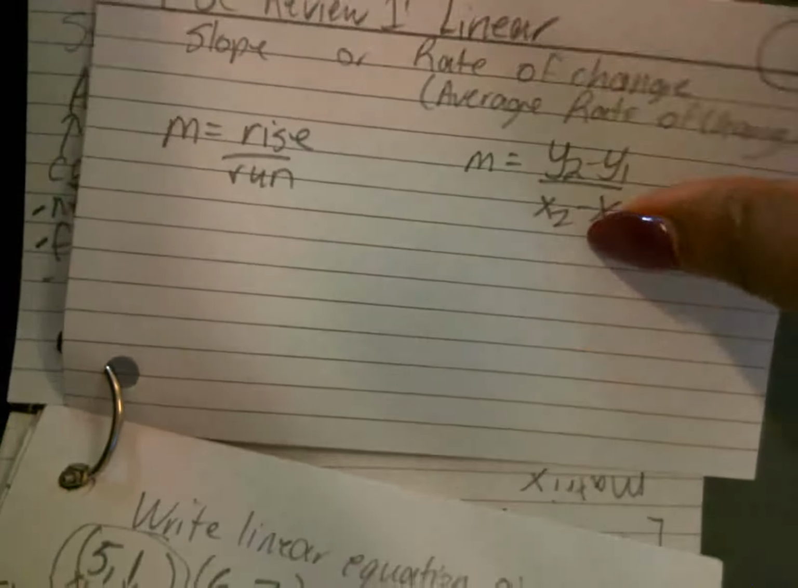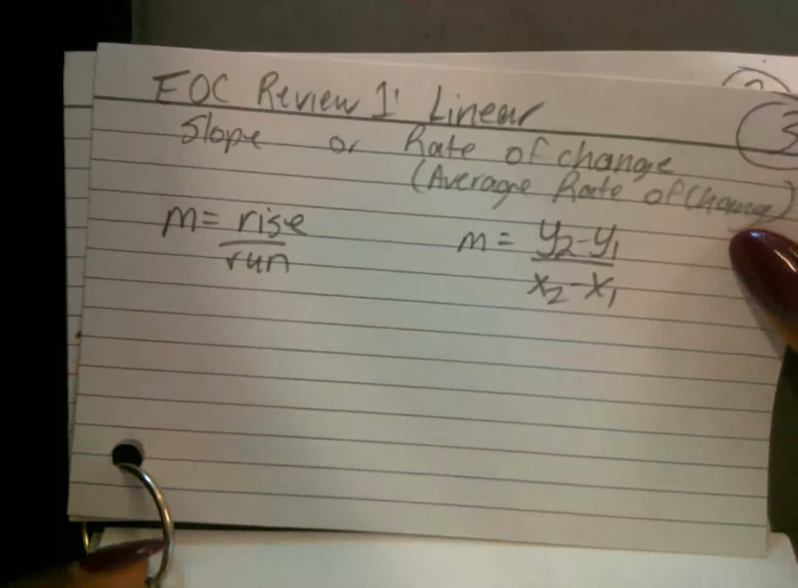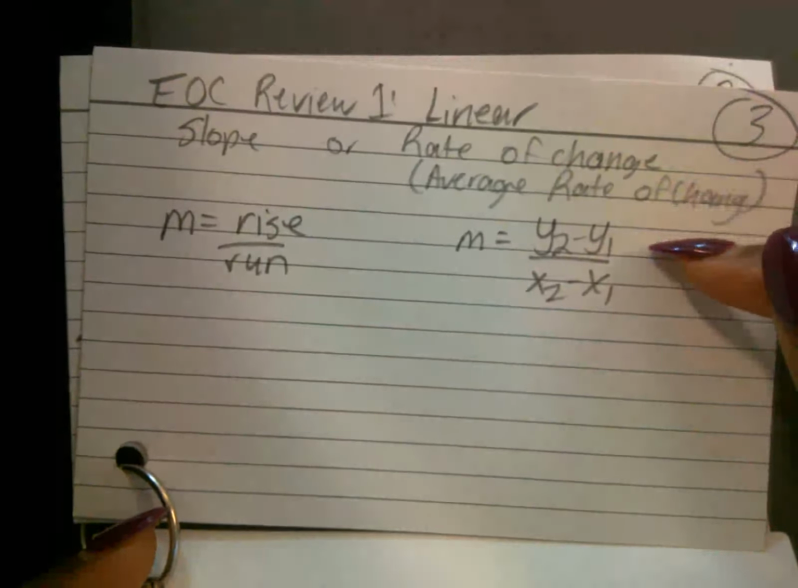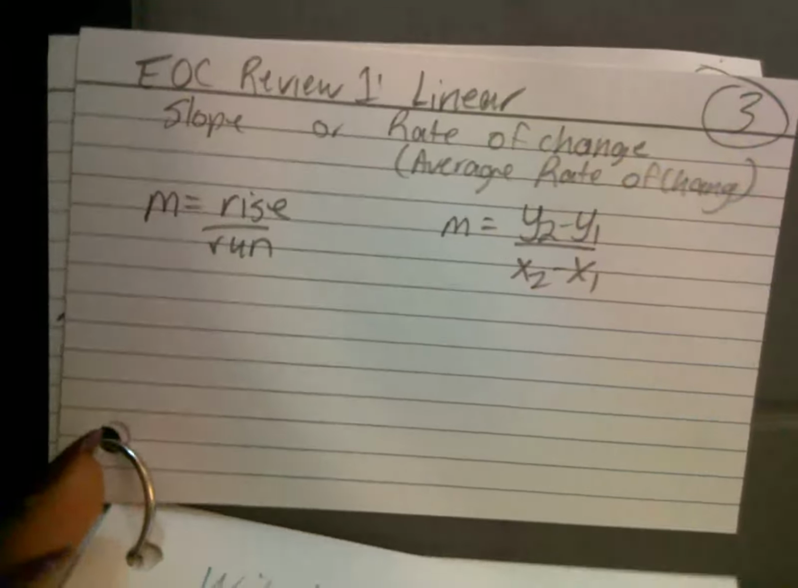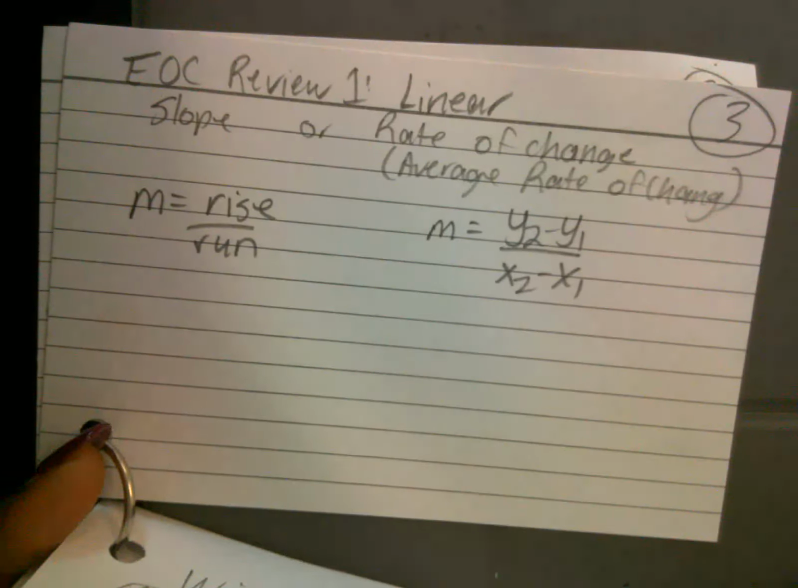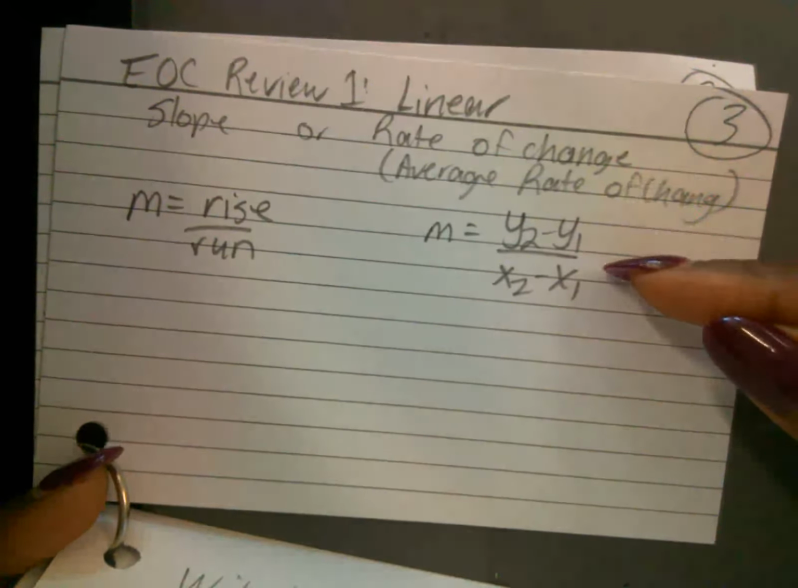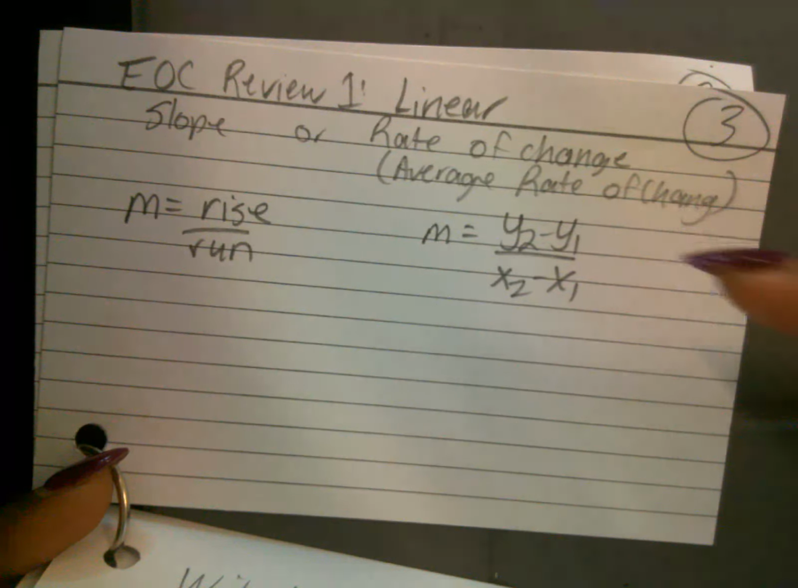Card number 3 is where we're finding the slope, rise over run. This other formula for slope is y2 minus y1 over x2 minus x1. This is also the same formula you use for finding average rate of change.